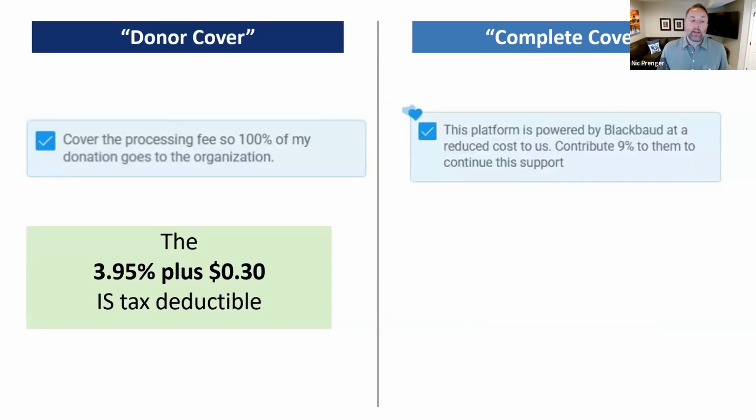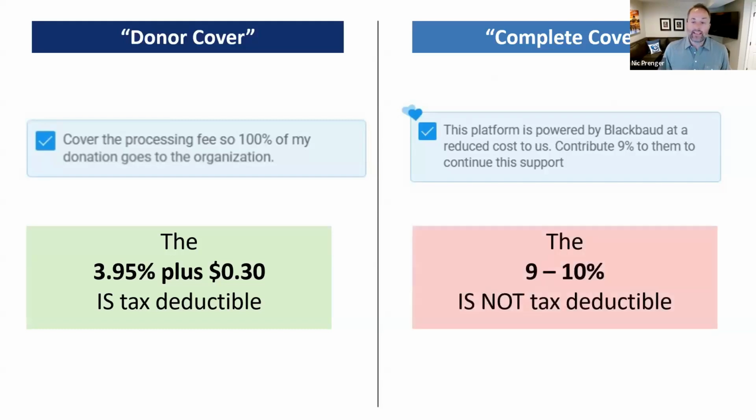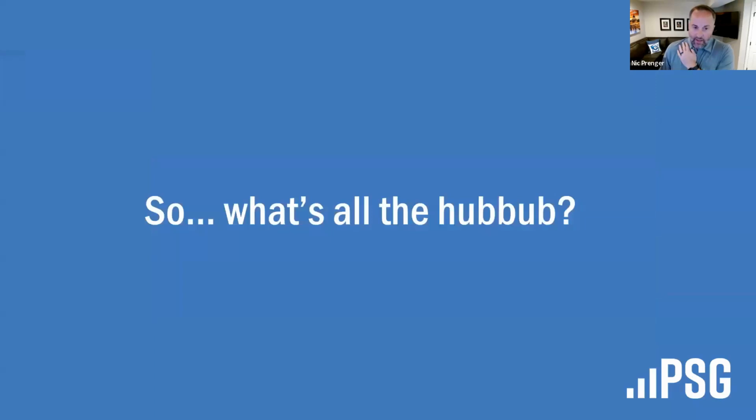it goes to the organization. Complete cover reads a little different, right? It says this platform is powered by Blackbaud at reduced cost to us, the organization. Contribute 9% to them, to Blackbaud, right, to continue the support. That is not tax deductible, correct? Correct. Okay. That is a payment to a for-profit organization like Walmart or authorize.net or whatever. Yep. Got it.